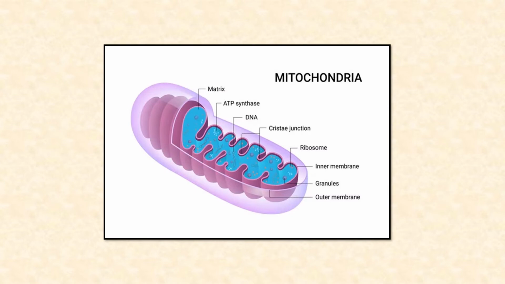Now we'll talk about the mitochondria structure. This is the matrix. This is the ATP synthase, which is a protein that converts ADP into ATP. This is the cristae junction. These are the cristae, and it is the cristae junction. This is the ribosome. The ribosome's main role is to synthesize protein.